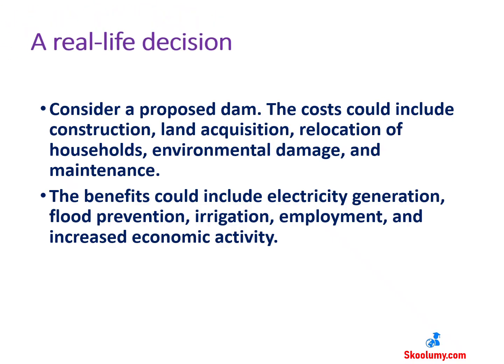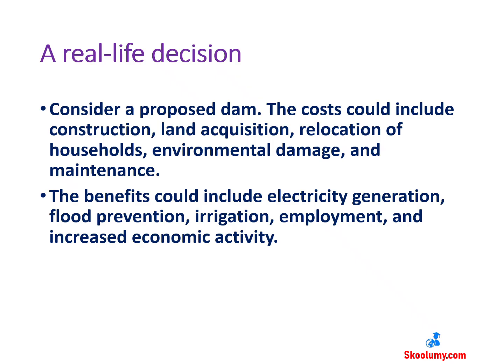A real-life decision. Consider a proposed dam. The costs could include construction, land acquisition, relocation of households, environmental damage, and maintenance. The benefits could include electricity generation, flood prevention, irrigation, employment, and increased economic activity. A government may calculate the net social benefit by comparing all the estimated benefits with all the estimated costs. If the benefits exceed the costs, the project may be approved. But there is an important warning. Cost-benefit analysis does not make decisions automatically. It provides information to help decision-makers make better choices.